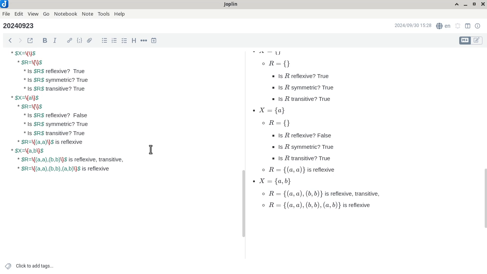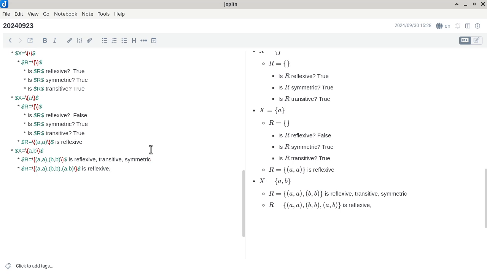Is it symmetric? Symmetric means that AB is in R if and only if BA is in R. So it is symmetric. So far, everything that we are asking for, it is reflexive, it is transitive, it is also symmetric. What about this one here?